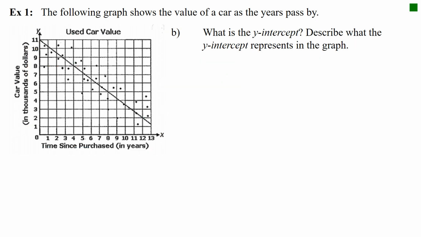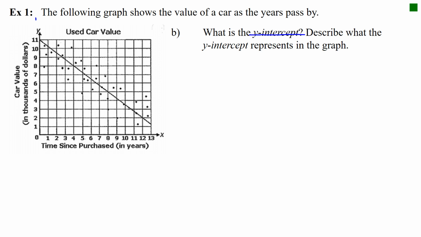This is example 1 continued. Now we're looking at part B. Part B says what is the y-intercept, and describe what the y-intercept represents. So 2 parts like part A, a little bit easier because the y-intercept is easier to calculate. The y-intercept is just where does my line cross the y-axis.